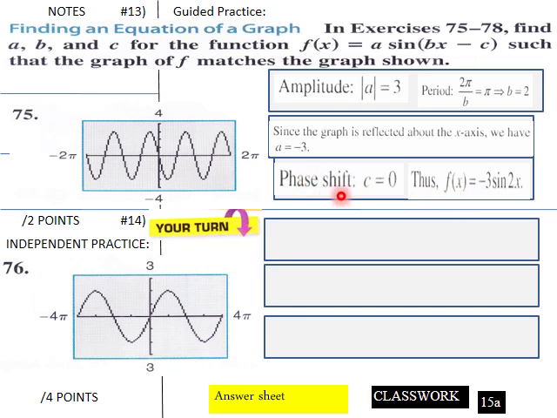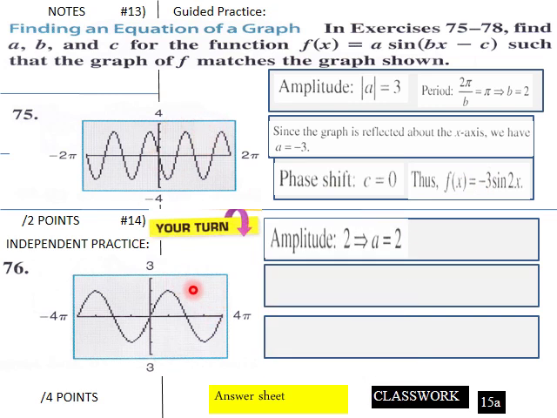So we have a phase shift here of 0 because this would be a sine function that goes through the origin. And so this is what our function would be for this graph here.